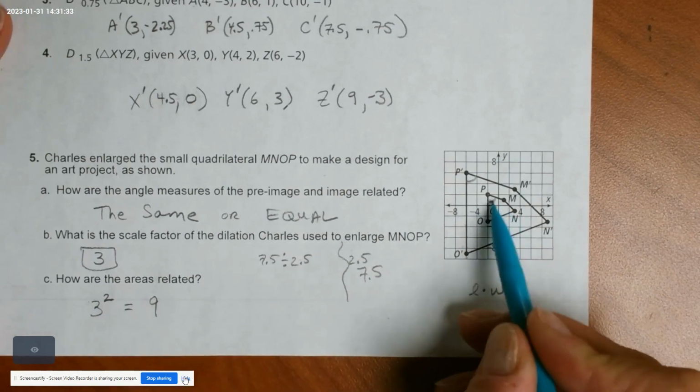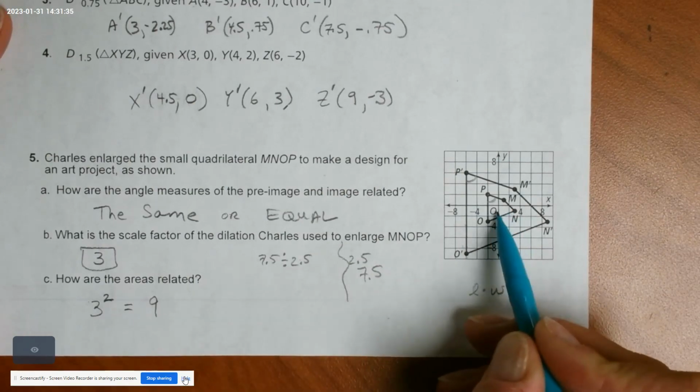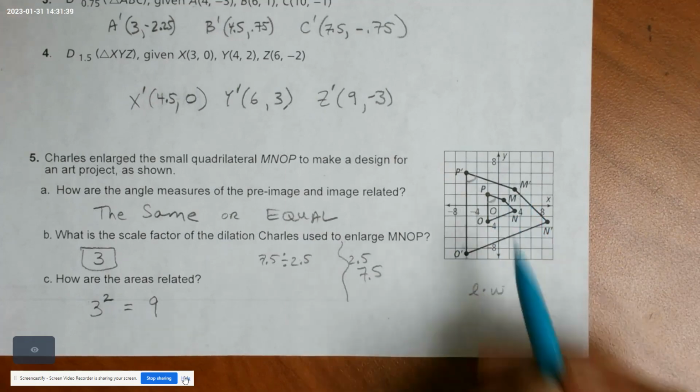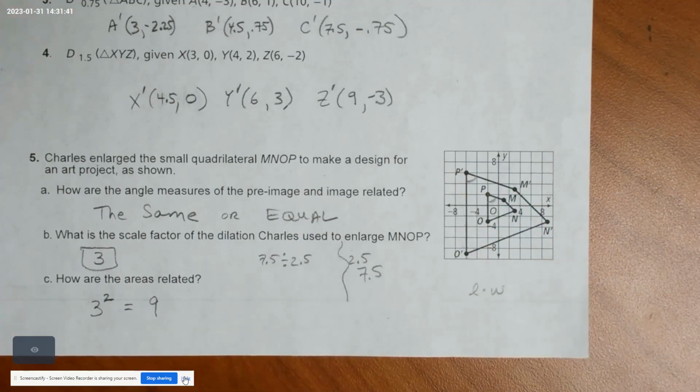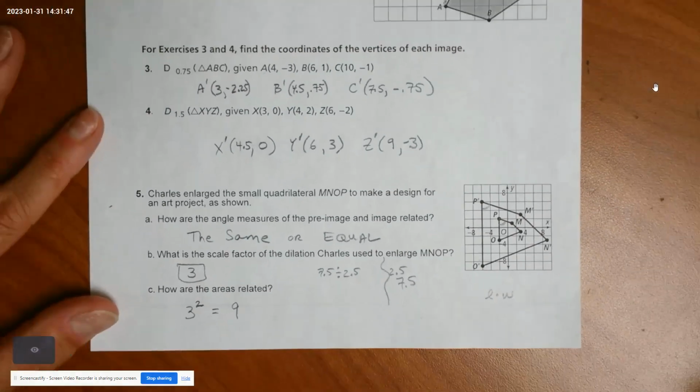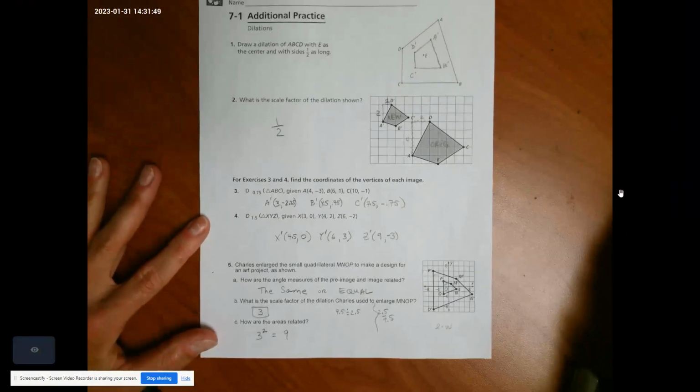So if this original area, let's say, is 10, then the new area is going to be 9 times 10, which is 90, for example. So they're related by a factor of 9. Okay, so there is the 7-1 additional practice worksheet.